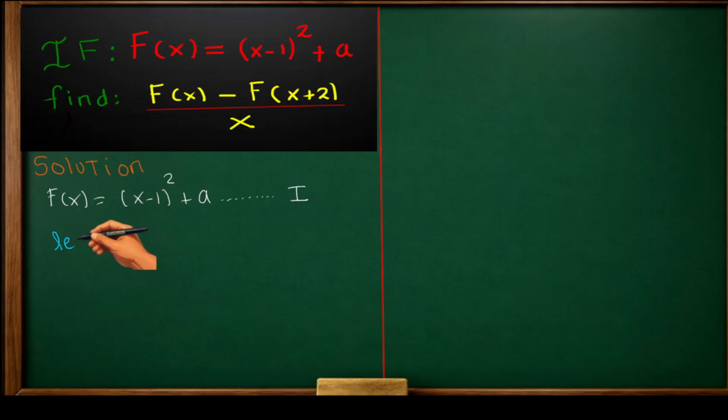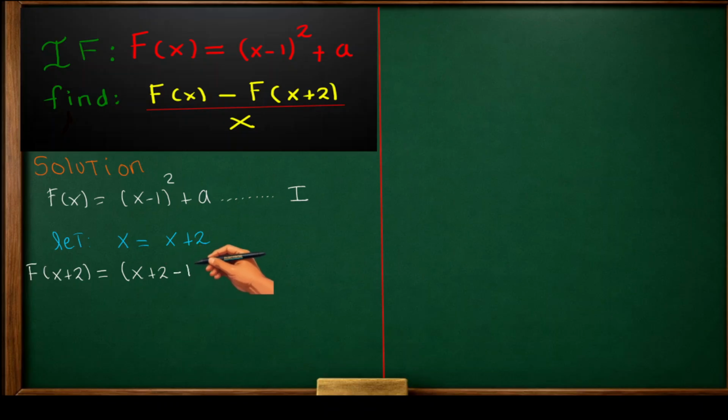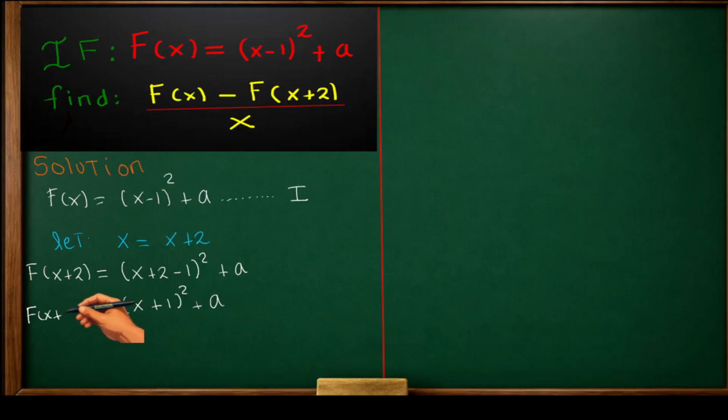Let x equal to x plus 2. Replace it in the equation 1. f of x plus 2 equal to x is x plus 2 minus 1 square plus a, equal to (x plus 1) square plus a. f of x plus 2, equation 2.